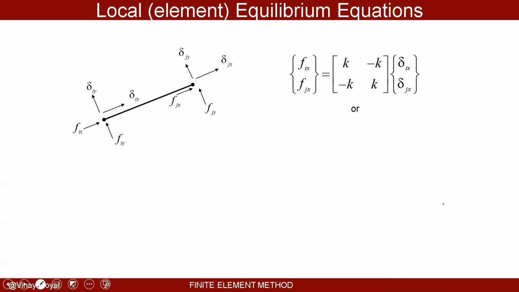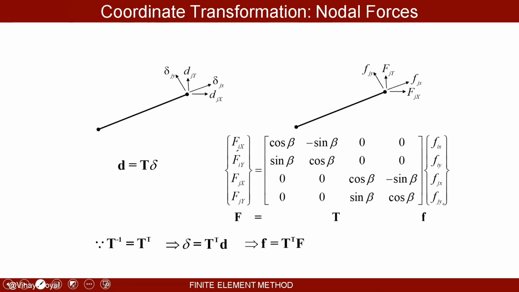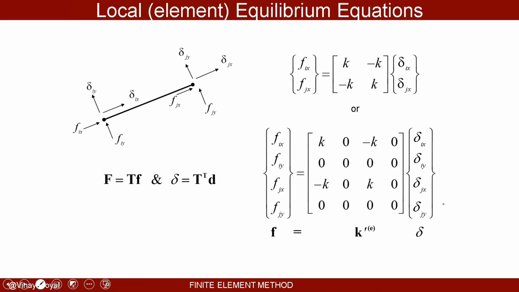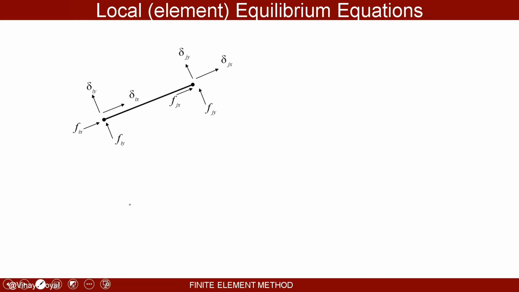What if I do a little trick now? We already know that F bold equals T bold times f. We know that, and we know that from here.